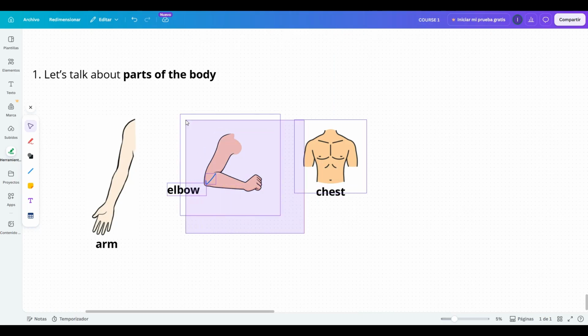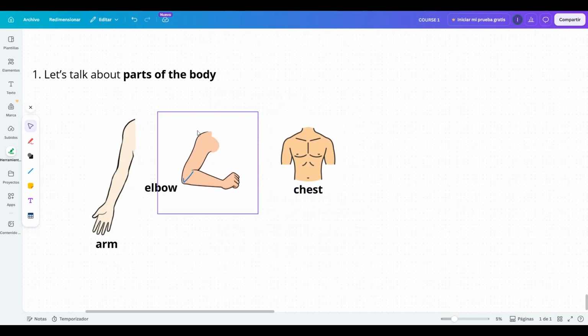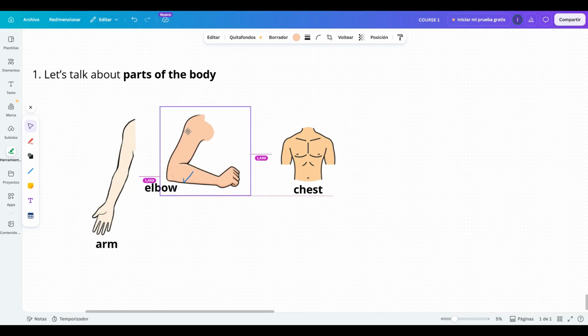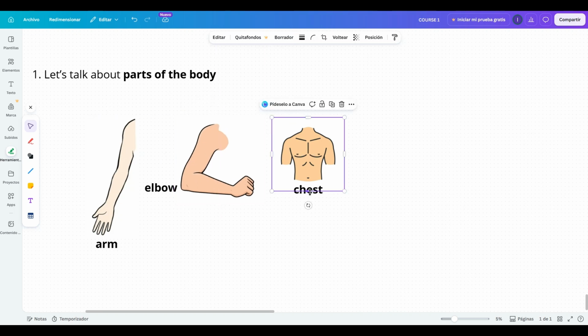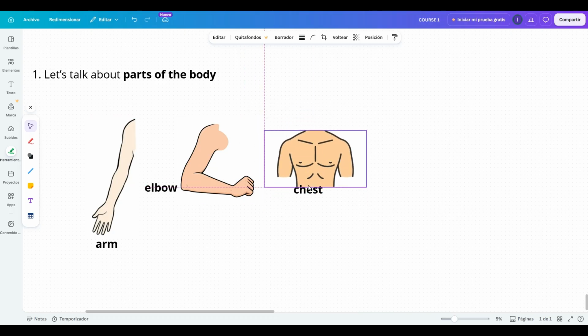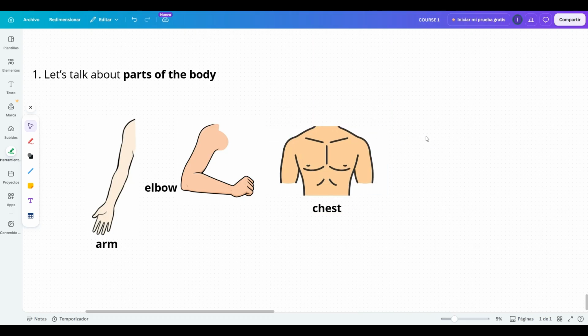We've got an arm, an elbow, now a chest. Okay, an elbow like this. This is an elbow. Also a chest. Okay, we can erase this. No problem. Elbow, chest. This is the chest. Look at the picture. A chest. What's next?